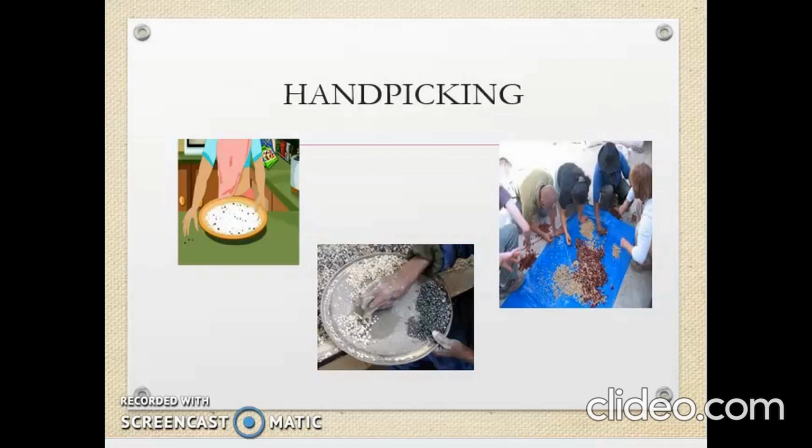Hand picking. The method of separating a mixture into its components by hand is called hand picking. Solid components which differ from each other in color, shape and size can be separated by hand picking. Stones and husks can also be separated from rice by hand picking.